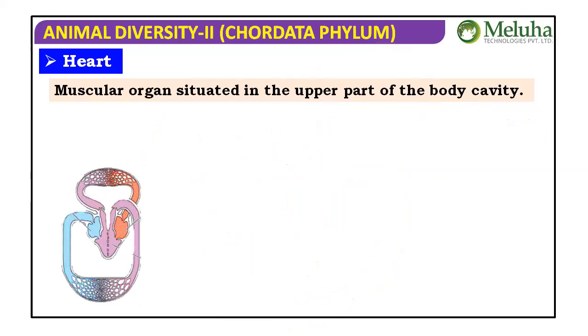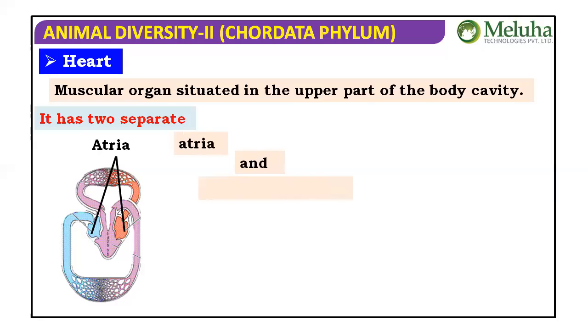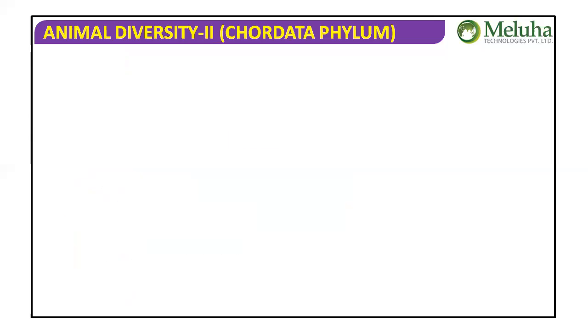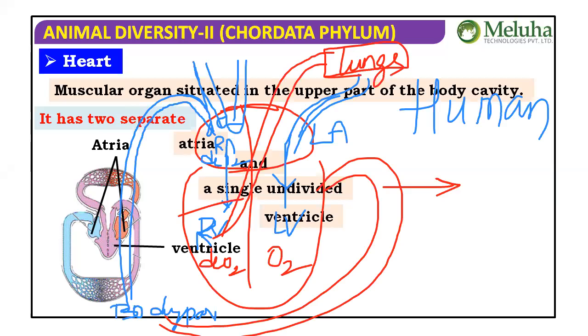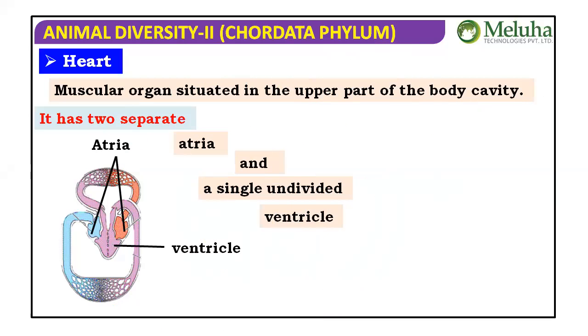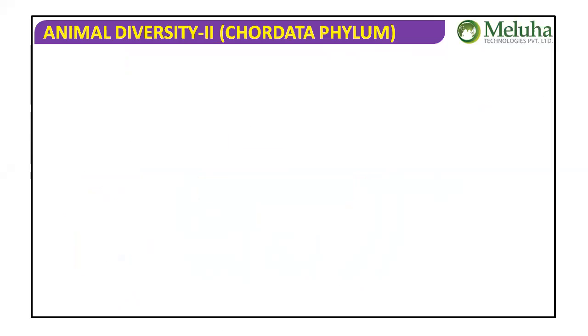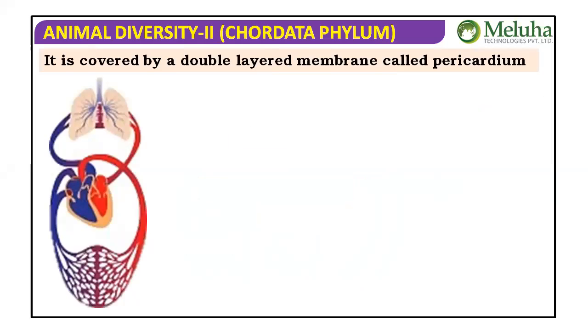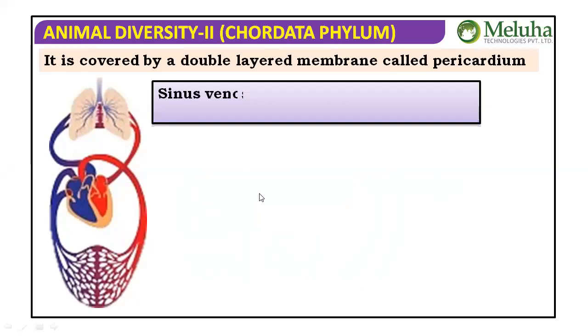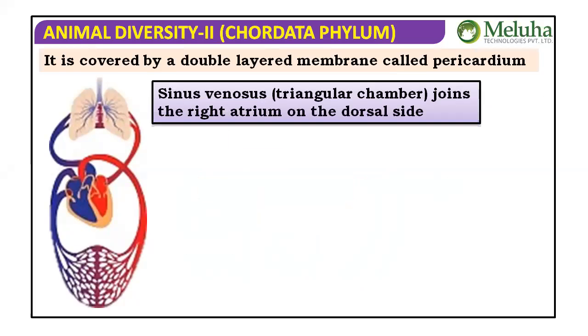The muscular organ is situated in the upper part of the body cavity. It has two separate atria, right atrium and left atrium, but a single undivided ventricle is present. Compared with the human being, who has four chambers, here it has only three chambers: two atria and one ventricle. The heart is covered by a double-layered membrane called the pericardium, as in humans. Pericardial parietal peritoneum, pericardial visceral peritoneum.